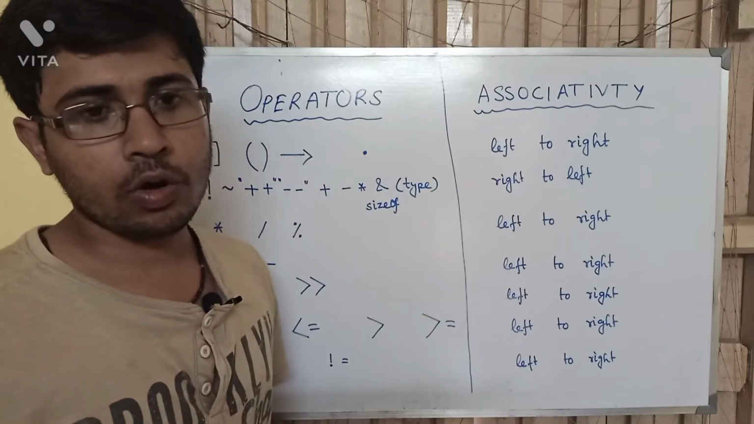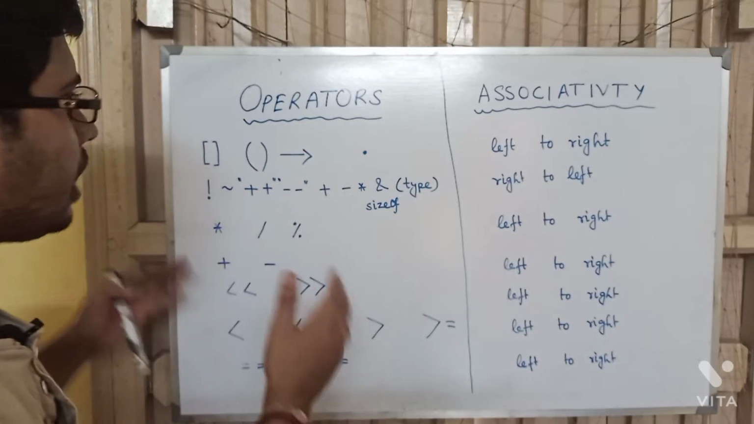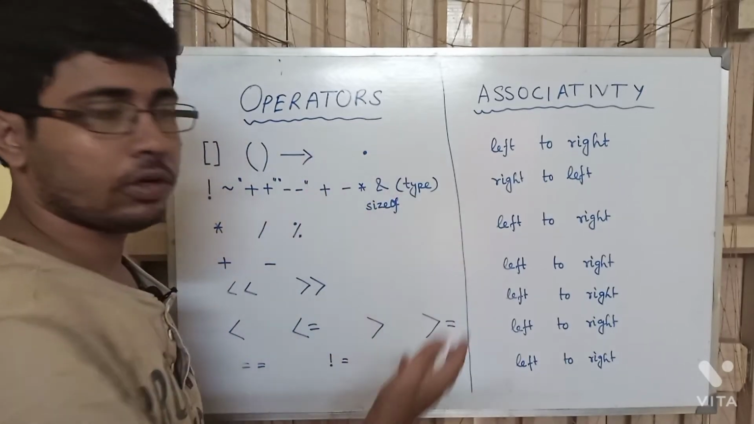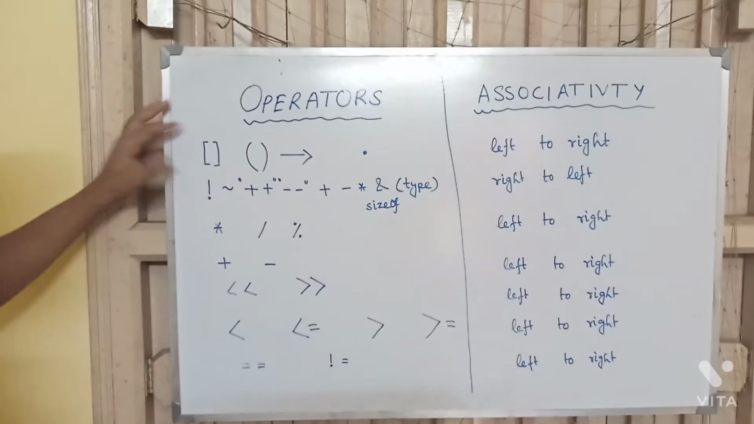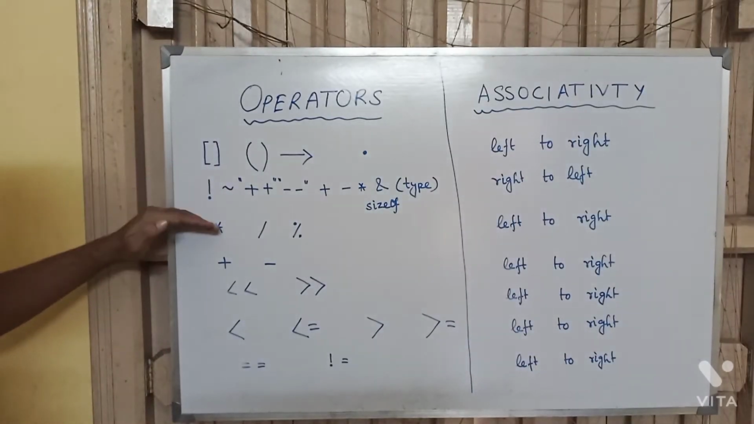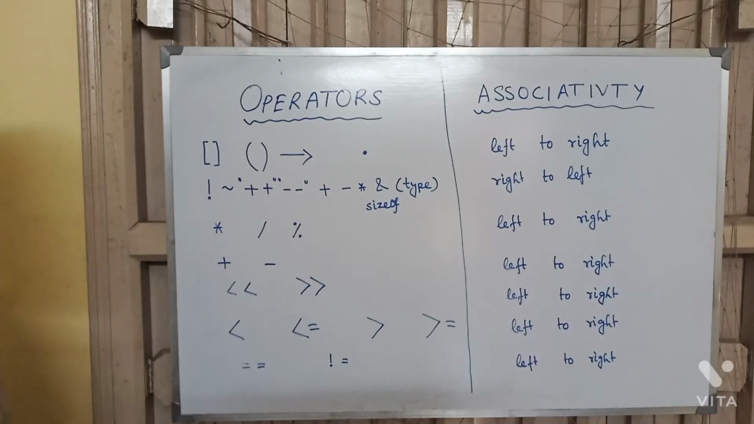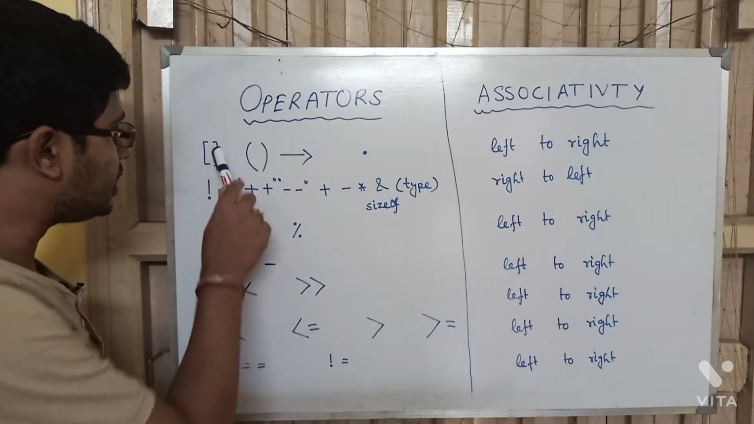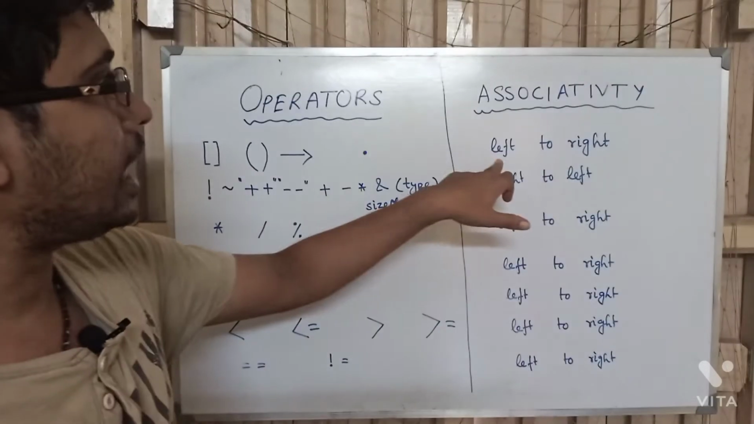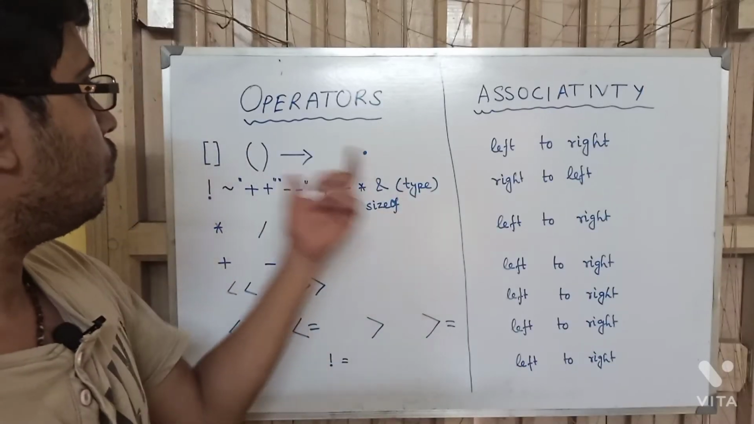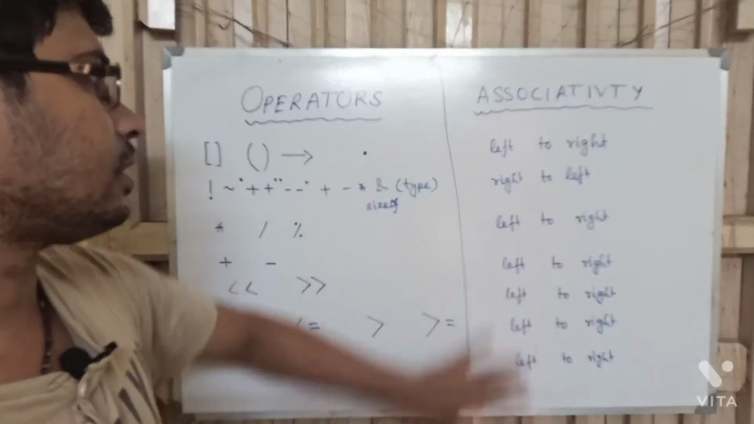Now I will discuss the remaining operators, what the associativity is and what the precedence is. Here the highest precedence is first, and after that the next, in a top-down, high to low approach. This has high precedence, this is next, and so on. The associativity is given, showing which operators are left associative and which are right associative.